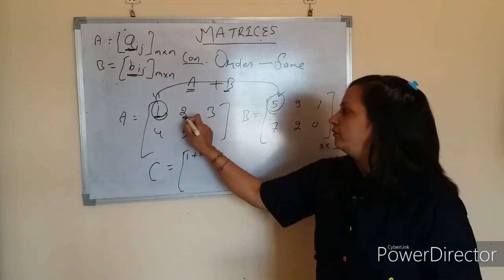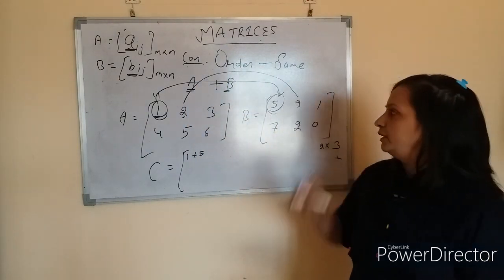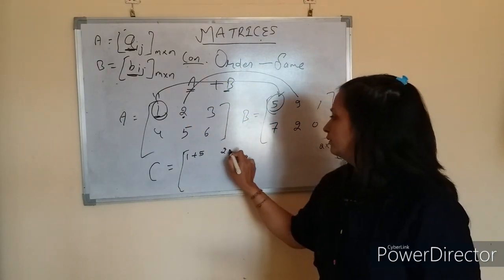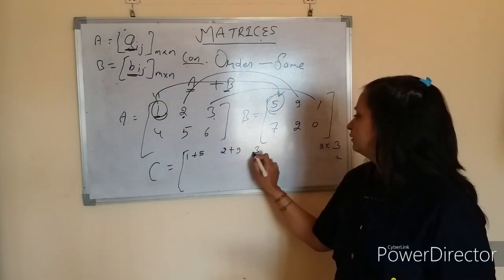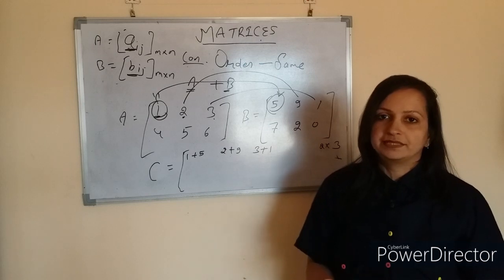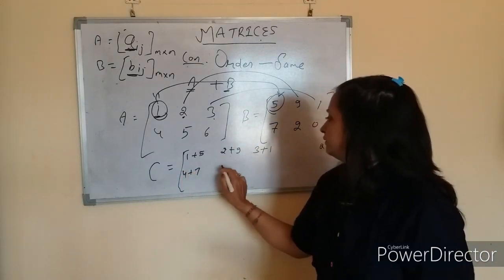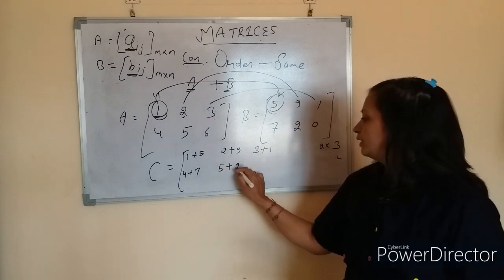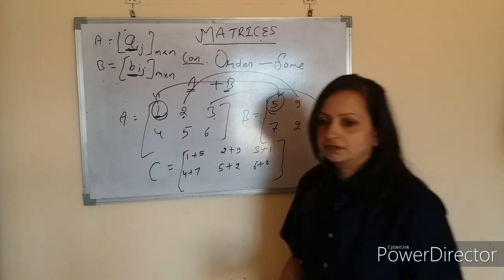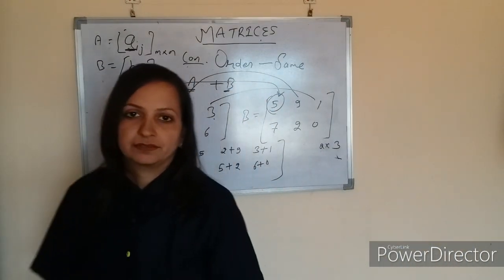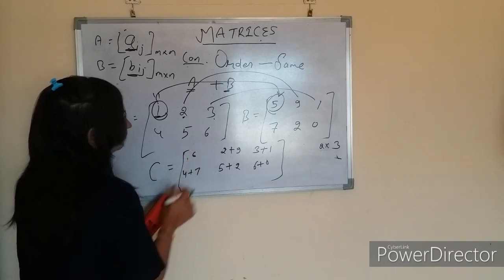In the same way we add all the elements at the same position. Here we have 2 in the first row, second column, so we add 2 and 9, 2 plus 9, and then 3 plus 1, and I hope you understand the concept. Now you can add the rest, that is 4 plus 7, 5 plus 2 and 6 plus 0. That will be your answer for the addition of two matrices.